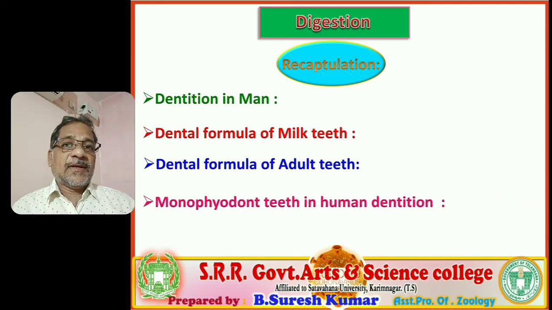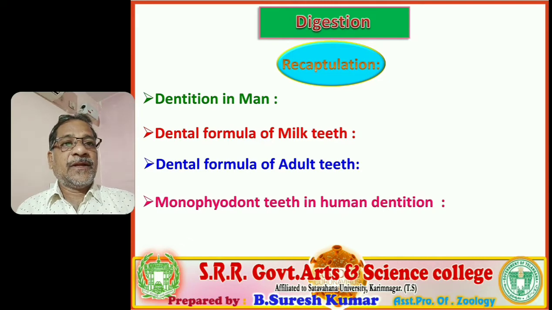Next, in our dentition, some exceptions are there. Some of the teeth exhibit the monophyodont property. Such phenomena were also verified in last class. So these are the contents covered in yesterday's class: dentition in man, the dental formula of milk teeth and adult teeth, and monophyodont teeth in human dentition. Let us move to today's class.